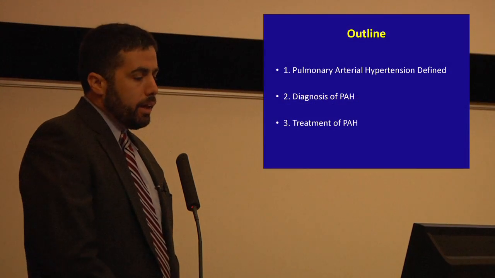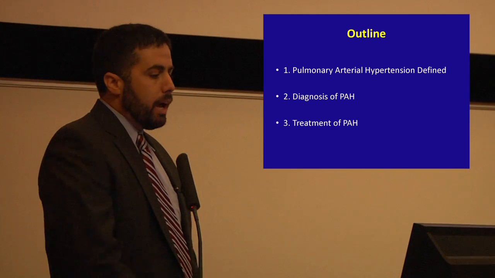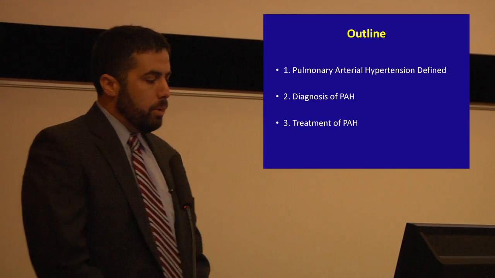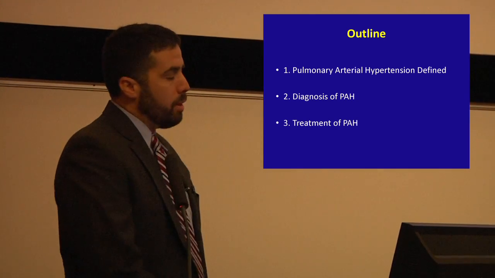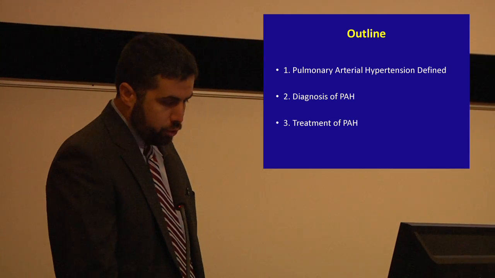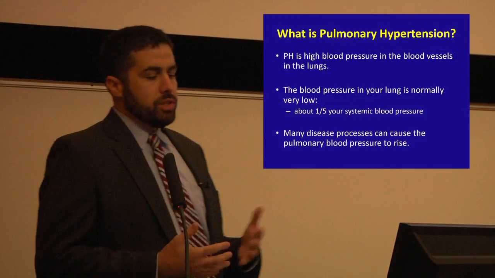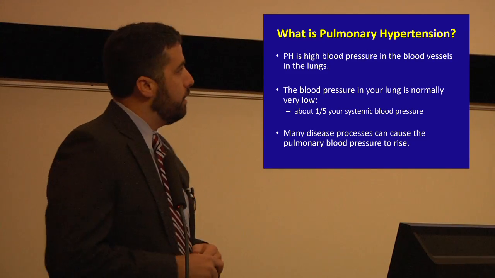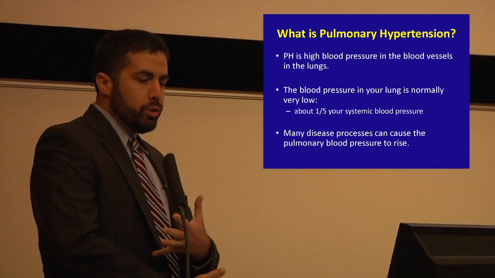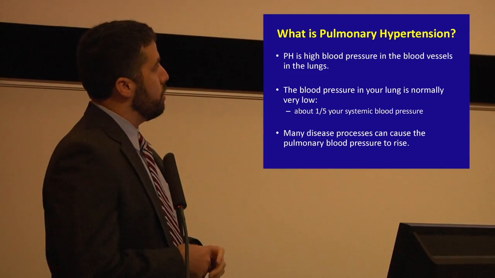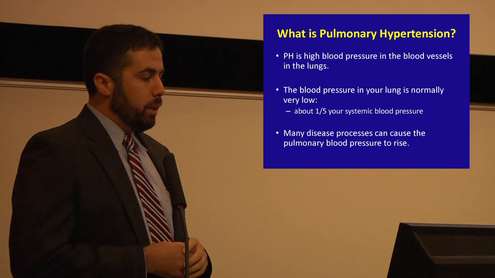So we're going to define pulmonary hypertension, because there are multiple different types of pulmonary hypertension. We'll talk about what we do to diagnose pulmonary hypertension, then we'll touch briefly on how we go about treating this disease. So what is pulmonary hypertension? Well, pulmonary hypertension is just high blood pressure in the blood vessels in the lungs. So just like we have a blood pressure that we measure in the arm, we have a blood pressure that's generated inside the lungs in the blood vessels.